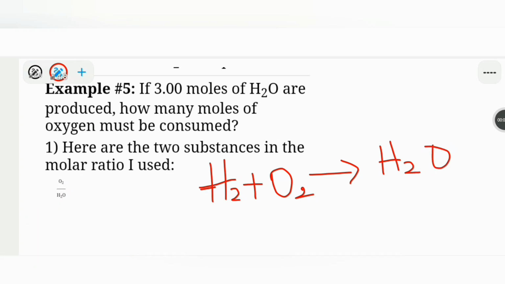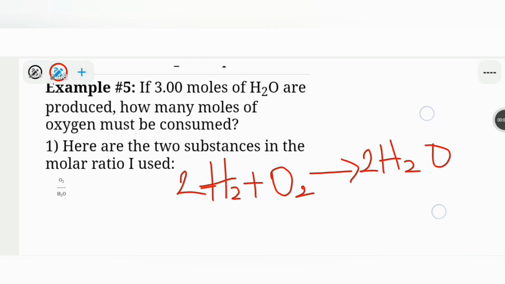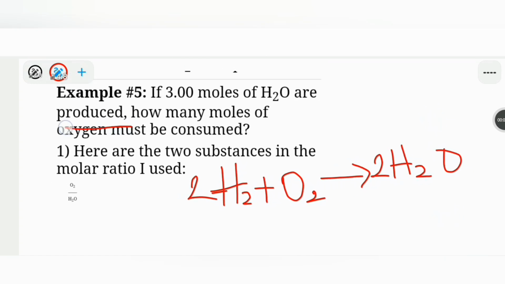But you need to balance this equation. To balance it, just put 2 here, then you put another 2 here. So hydrogen will be 4, oxygen will be 2. It's not balanced like this, so let's look at what we're looking for. How many moles of oxygen must be consumed? Our focus is on oxygen.